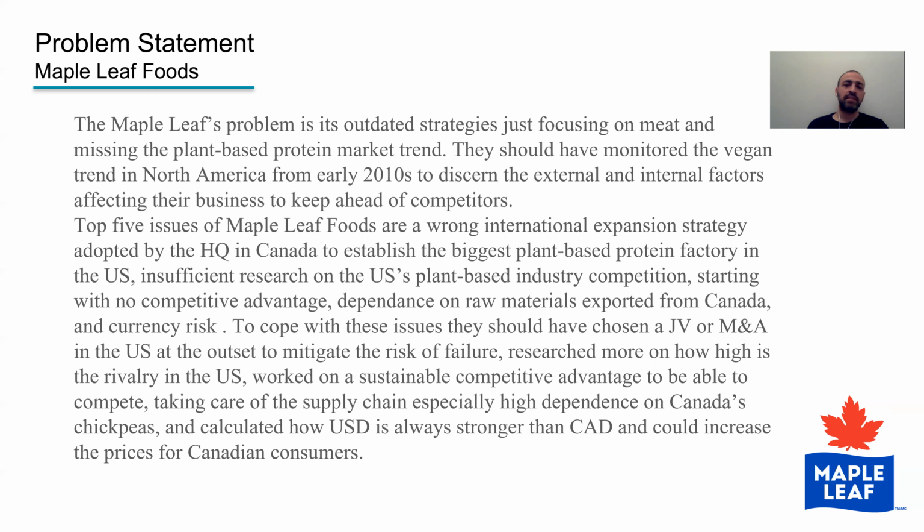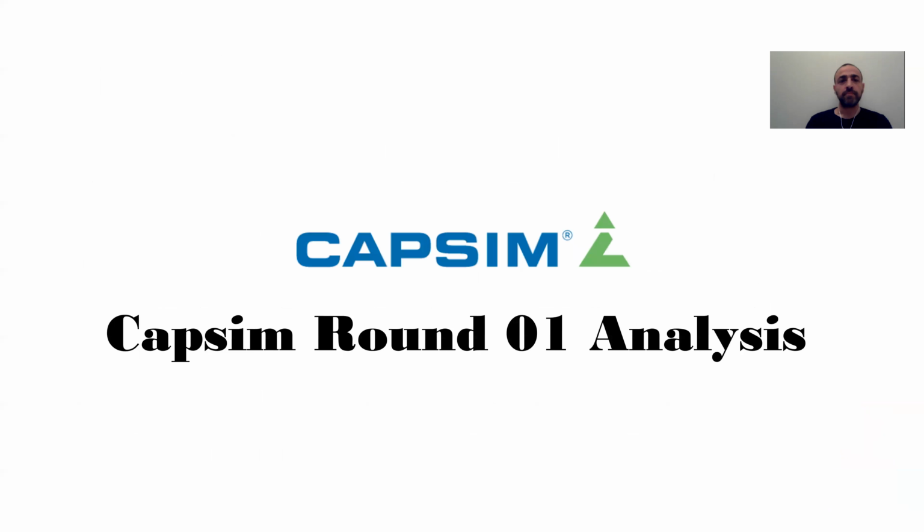They should have researched more on how high the rivalry is in the US, worked on sustainable competitive advantage to be able to compete, and taken care of the supply chain, especially the high dependence on Canada's chickpeas, and calculated how the USD is always stronger than the Canadian dollar and could increase the prices for Canadian consumers.